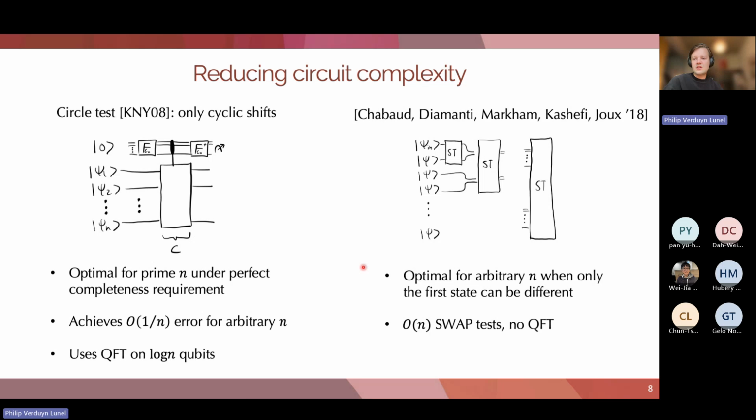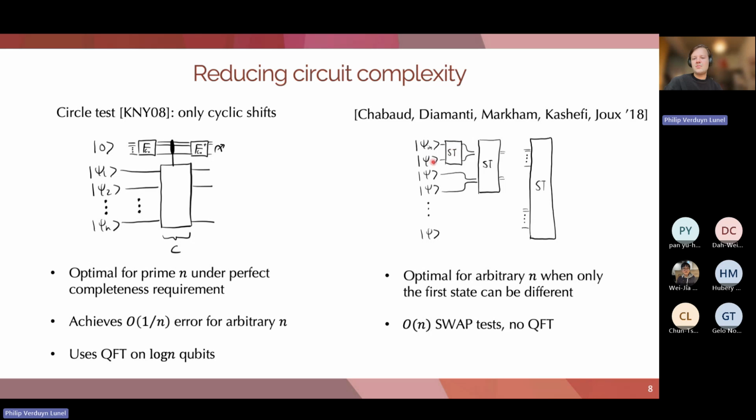And then there was later work by a group in Paris. There they considered a case where there's only one state orthogonal to the rest, called psi in. They assume that you can make as many orthogonal states as you like, and then you can keep on doing swap tests.